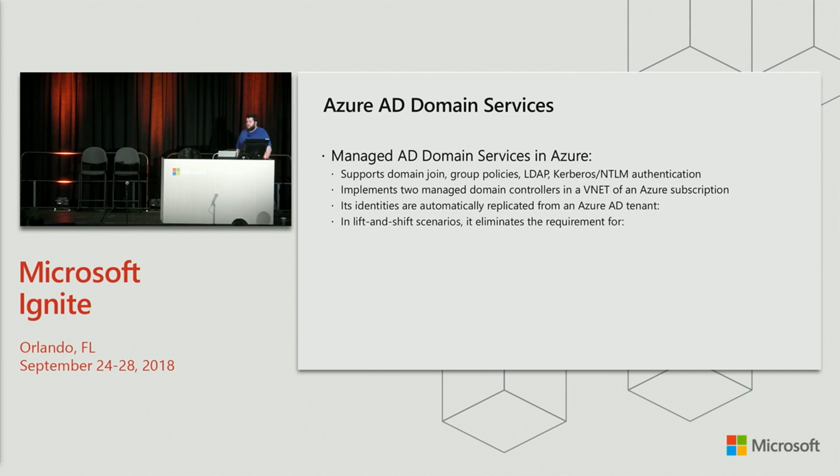There's also a managed AD domain service within Azure. So you can have domain join, group policies, the same Kerberos and NTLM that you would have on-prem within Azure. So that's just essentially two domain controllers in an Azure subscription. It uses the Azure AD tenant that's associated with that subscription, and eliminates any requirements for any type of hybrid connectivity. You know, it's in essence its own AD forest at that point running within Azure.